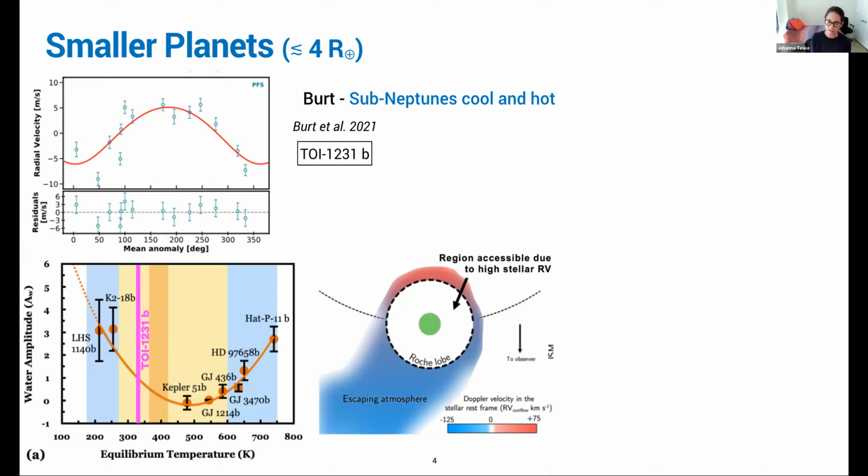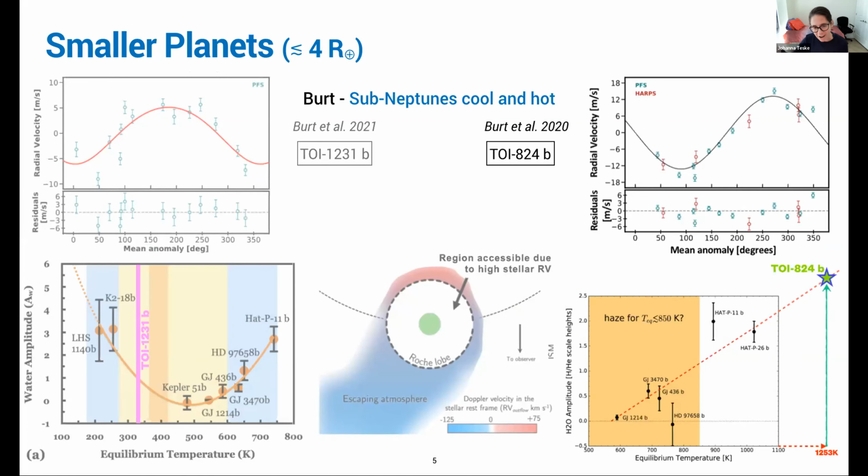One is this cooler temperate one, TOI 1231b, which is good for comparative exoplanetology, as shown in that bottom left plot. And then also searching for Lyman alpha in the exosphere because of the star's high systemic velocity. And then on the other side of things, a hot sub-Neptune, TOI 824. And so the idea there is maybe that would actually be better for testing the other end of the equilibrium water feature trend. And that's also a possible candidate for helium observations. It's around a K dwarf.